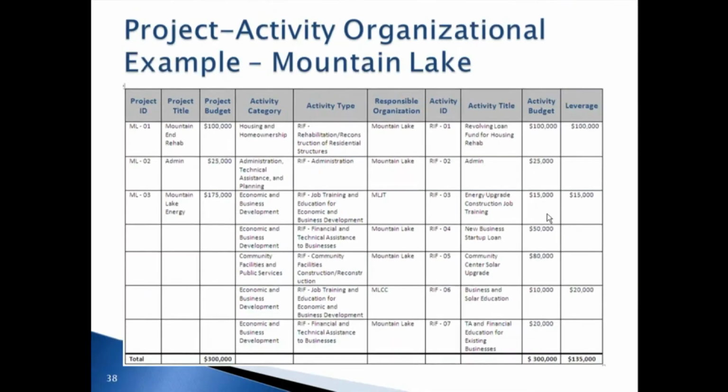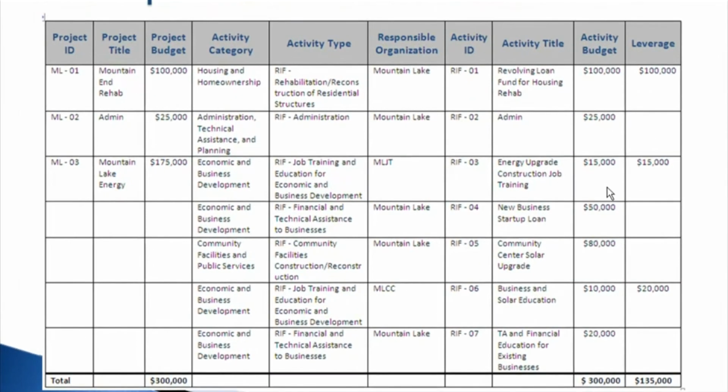The next slide is the project activity organization example, Mountain Lake. This slide is completely filled in with information that is applicable to the application, and this information came directly from the application. As you see, you have the project ID, your activity ID, project title, activity title. All these areas are taken directly from the application.